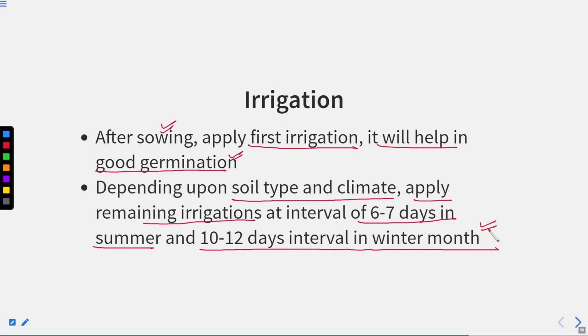So it depends upon what type of soil and what type of climate we are growing our crop. According to that, we have to apply the remaining irrigations at an interval of 6 to 7 days in the summer, and 10 to 12 days interval in the winter months. Suppose this is the winter month, then you can irrigate the field after 10 to 12 days. But if it is a summer month, then you have to irrigate the same field within 6 to 7 days. So this is the difference.